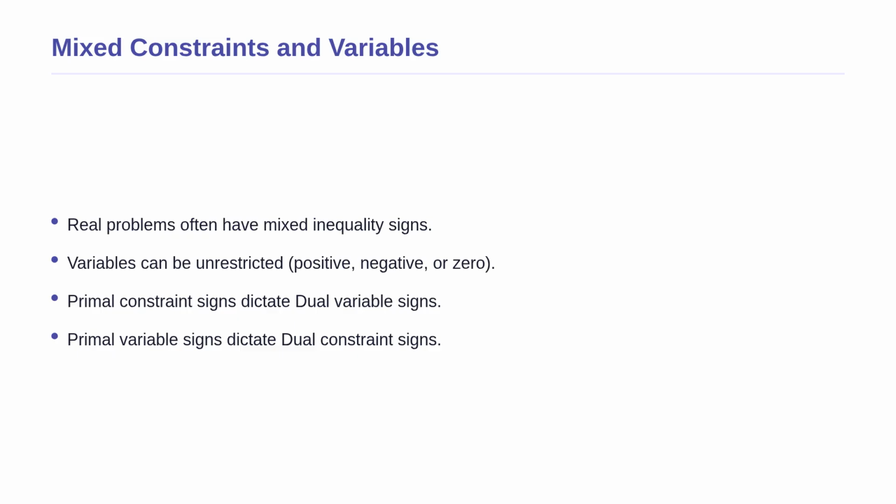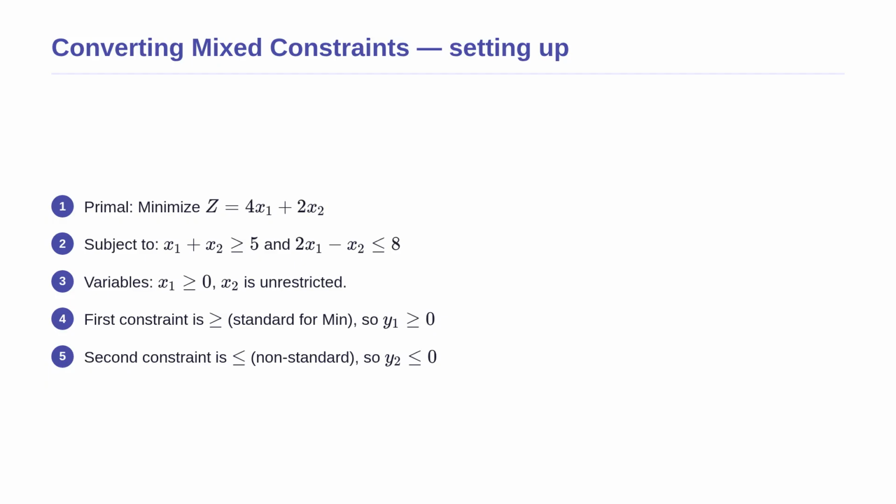Let us see how this works. Let us convert a minimization primal problem with mixed constraints. We are given an objective to minimize z subject to a greater than or equal to constraint and a less than or equal to constraint. Notice that the first variable is non-negative, but the second variable is unrestricted in sign. Because the primal is a minimization problem, the dual will be a maximization problem.